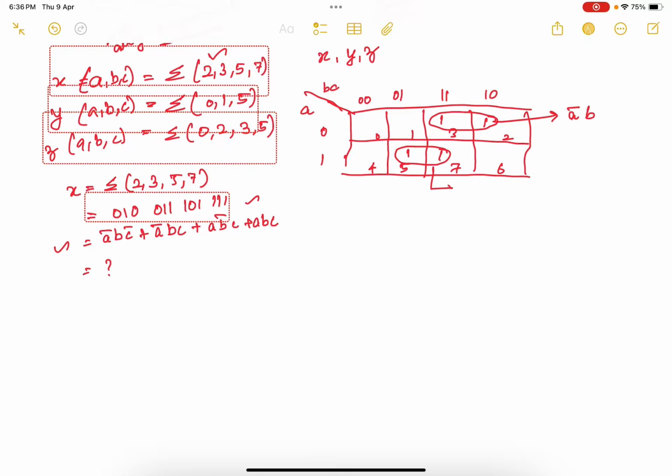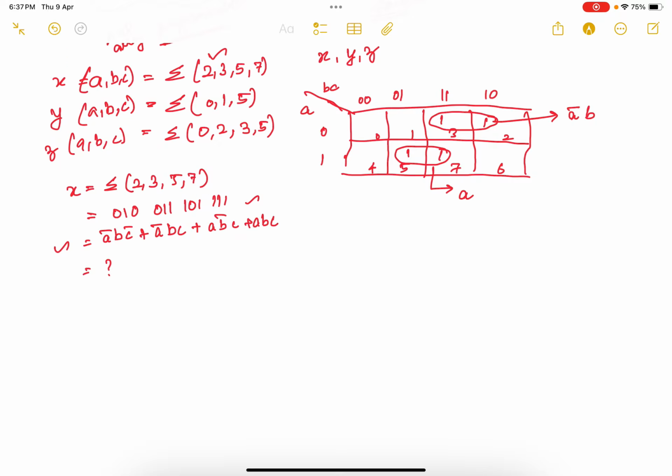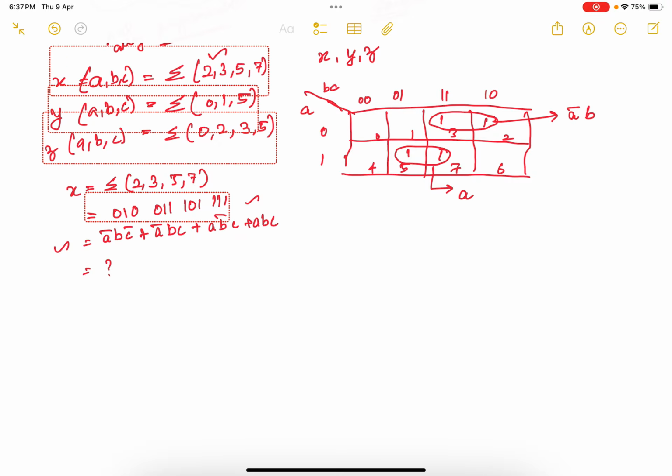And for this pair, the answer will be what? For this pair, the answer will be A. Here the common term is C. So your output expression for your X is what? A bar B plus AC.